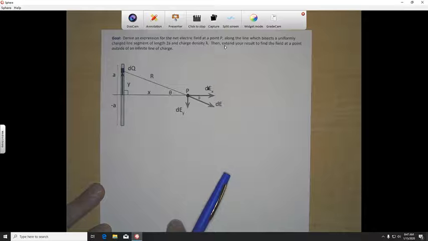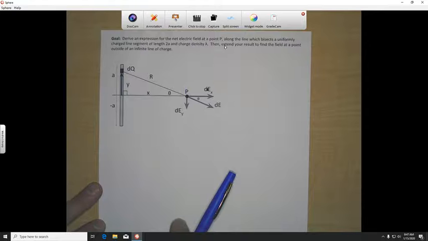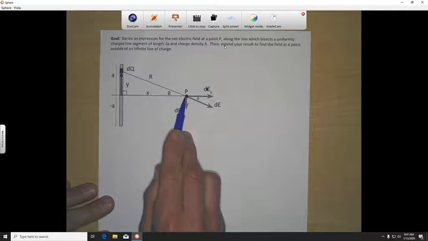Let me say a couple of other things. I want to talk about this picture. This picture is very important. Okay, so let's talk about all the variables that are in here. One thing you're going to notice, first of all, is the point P. That's the point of interest. Okay, that's where we want to find the field.